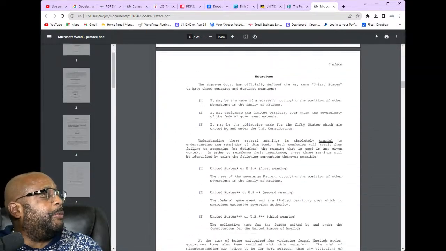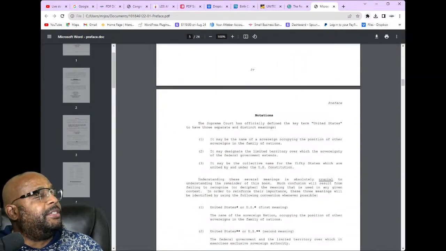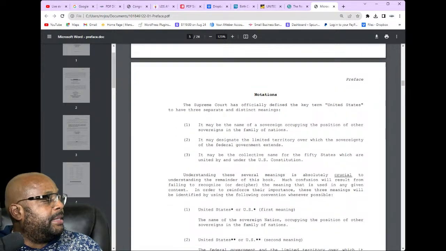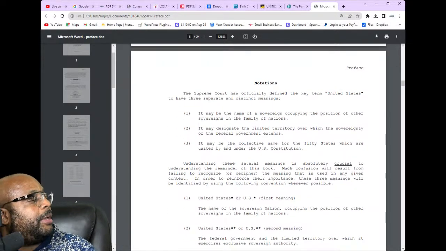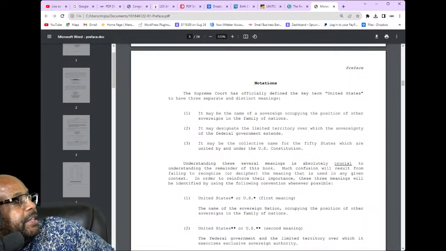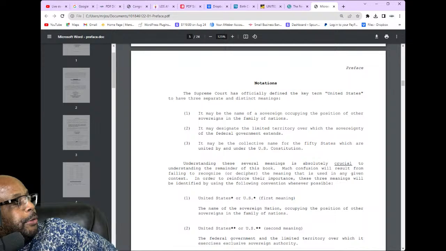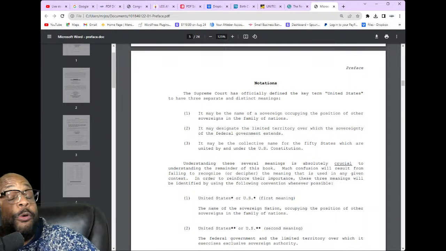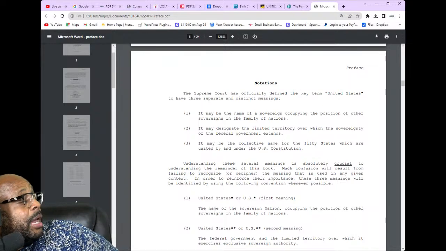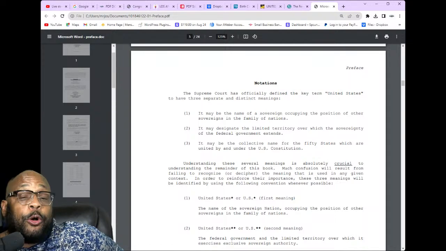He has some good stuff in here. The reason I'm always keeping him is because he talks about these different definitions of United States that the Supreme Court has adopted. Okay, it says the Supreme Court has officially defined the key term United States to have three separate and distinct meanings. Number one, it may be the name of a sovereign occupying the position of other sovereigns in the family of nations. Number two, it may designate the limited territory over which the sovereignty of the federal government extends. That's what we're dealing with right now, is number two. And number three, it may be the collective name of the 50 states which are united by and under the U.S. Constitution.